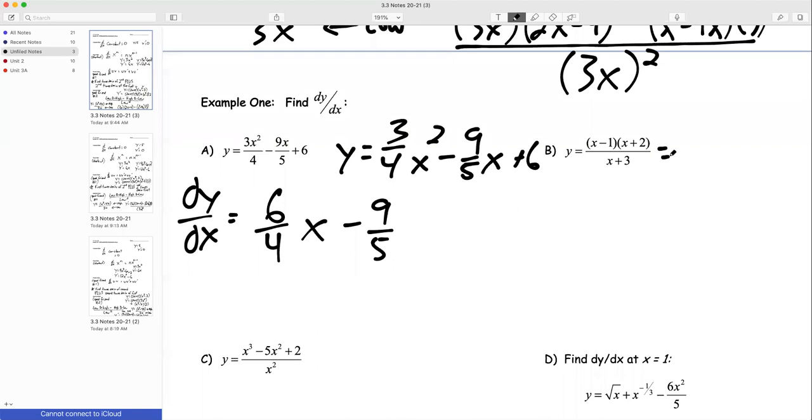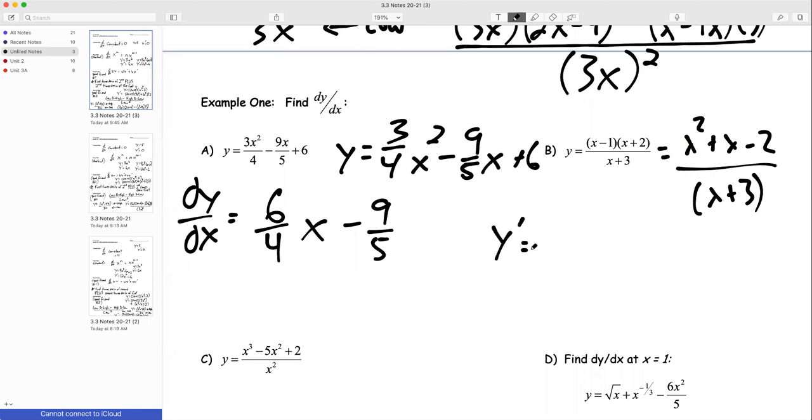Foil the top. So that's going to give me x squared plus x minus 2 divided by x plus 3. Now I'm going to use my good friend number 2, the quotient rule. I'm sorry, don't look. What's the quotient rule? Low D high minus high D low over low squared.